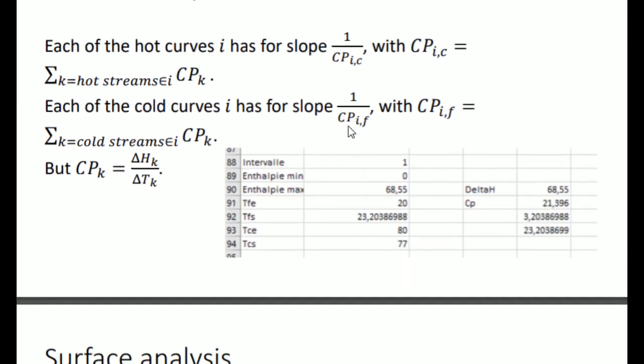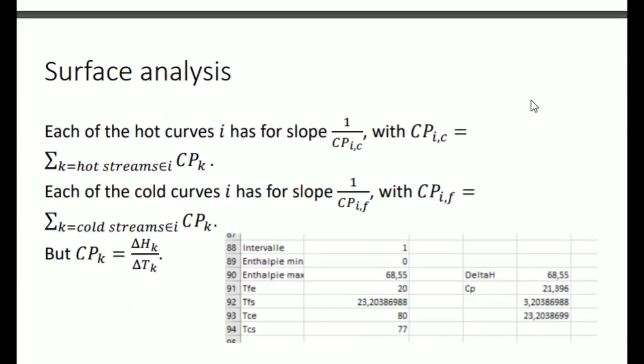Now, each of the hot curves i has for slope 1 over CPi,c, and remember, we've split the intervals of temperature for the hot and for the cold. For the hot, it will be the sum of the CPs of the hot streams in the interval i, and for the cold curves, it will be 1 over CPi,f, so froid. It will be the sum of all the cold streams in the interval i, so the CPs.